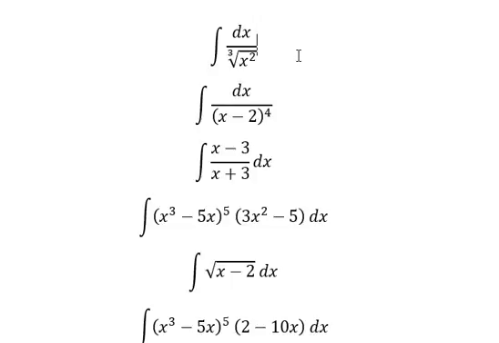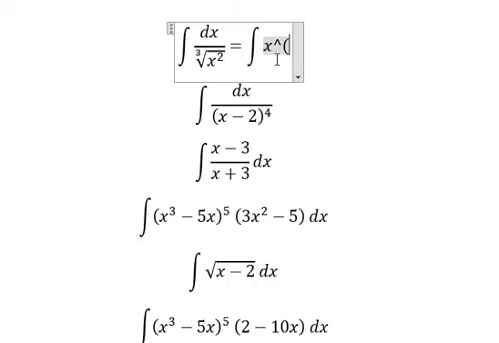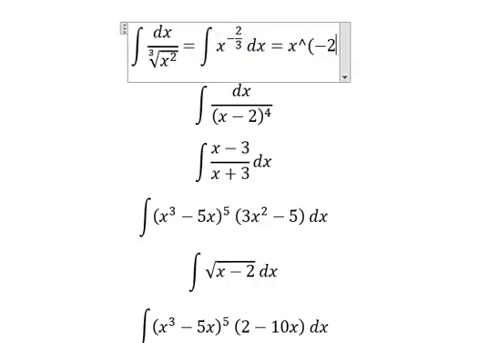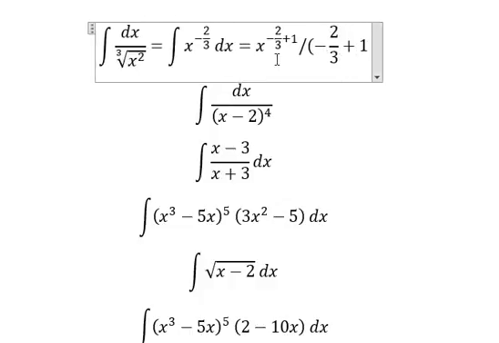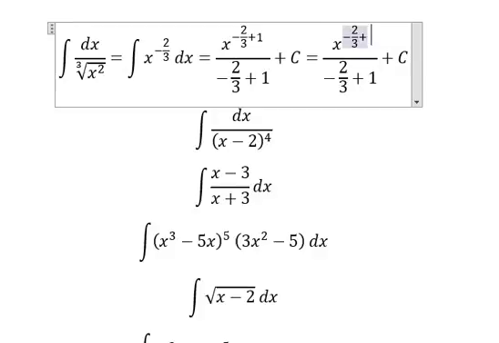The next one, we can put into s to the power of negative 2 over 3. And now we have the final answer. So we have 1 over 3.